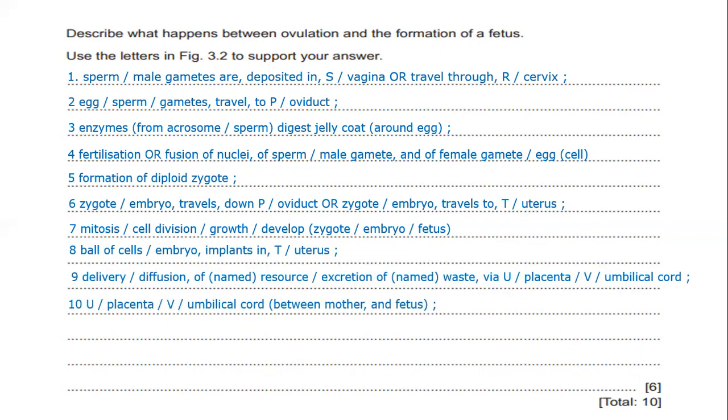In order to answer this question, it gives you 6 marks. As long as you can give about 6 facts from this, your answer will be accepted. One, it could be sperm, male gametes, are deposited in the vagina or travel through the cervix, and egg and sperm gametes travel to the oviduct, enzymes from the acrosome of the sperm digest the jelly coat around the egg, fertilization, forming a diploid zygote, the zygote embryo travels down, and so on.